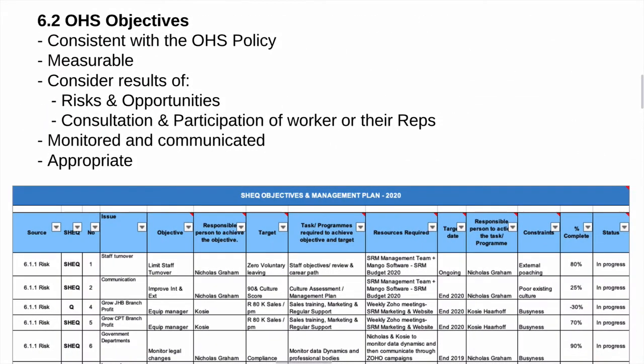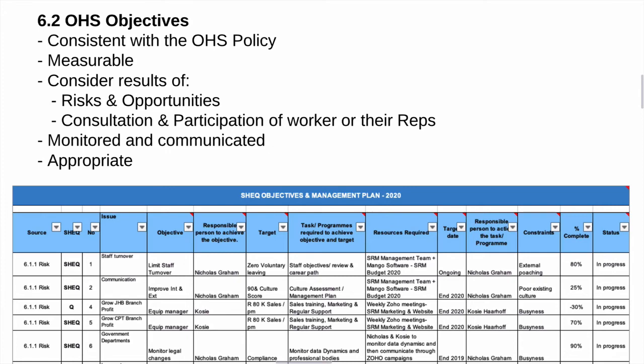Moving through to 6.2, which is OSH objectives. Now remember, when you set objectives, they need to be consistent with the health and safety policy. They need to be measurable. You must consider the results of risks and opportunities and also the consultation and participation of workers or their representatives. Objectives must be monitored, they must be communicated, and they must be appropriate. But when we're setting objectives and drawing it through to a management plan, we need to remember the what, when, where, how, and who of the objectives.